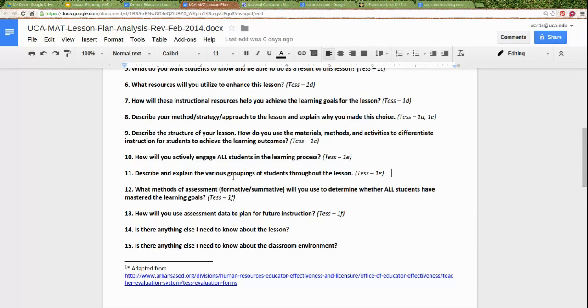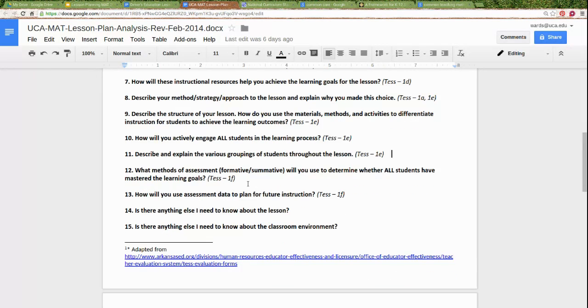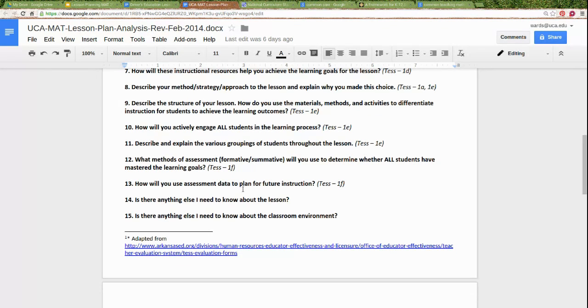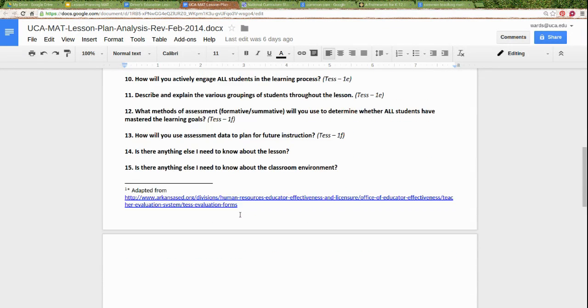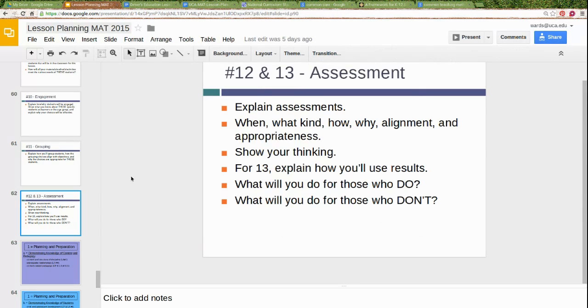Engagement, where do I feel like I really have them engaged with the content? Remember what engagement means. How am I going to group them and why? How am I going to assess them and why? And how am I going to use that assessment data and anything else you need to know? And that's the lesson analysis.